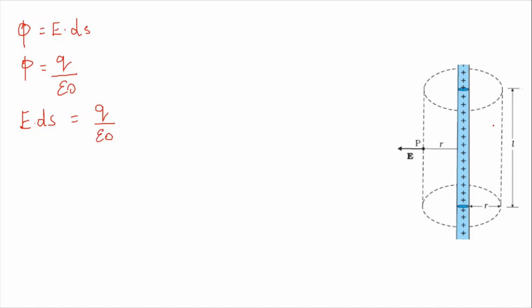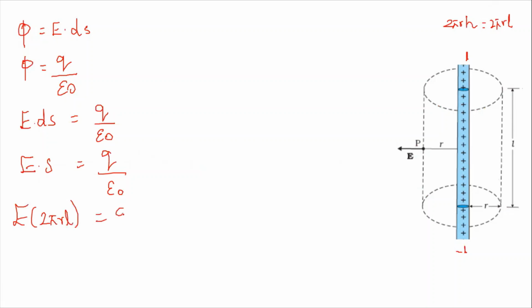So when this ds is integrated from the bottom to top, minus L to L, this is the top part, right? You can write it as E dot S is equal to Q by epsilon naught. What is the surface area of this cylinder? The curved surface area will be 2 pi RH, but we are taking the cylinder as length L. So this is equal to 2 pi RL. Now you can substitute that here: E into 2 pi RL will be equal to Q by epsilon naught.